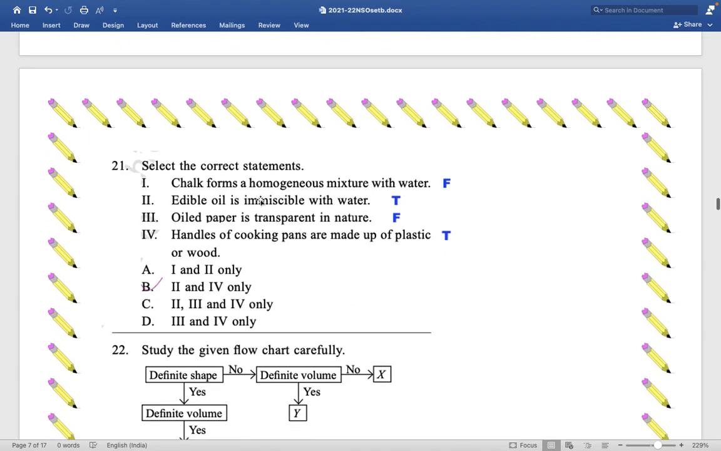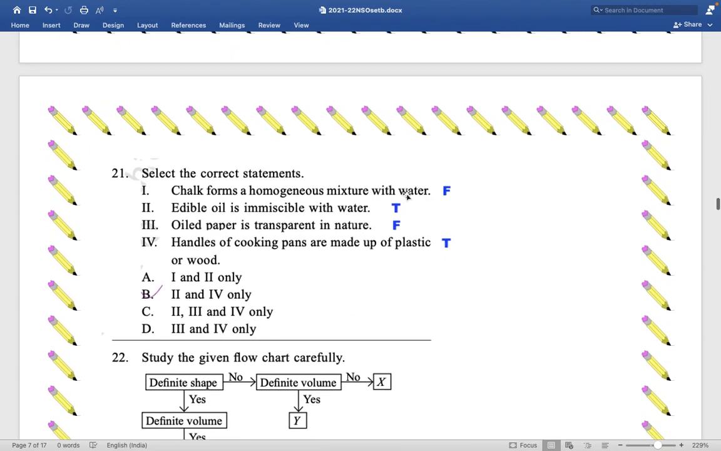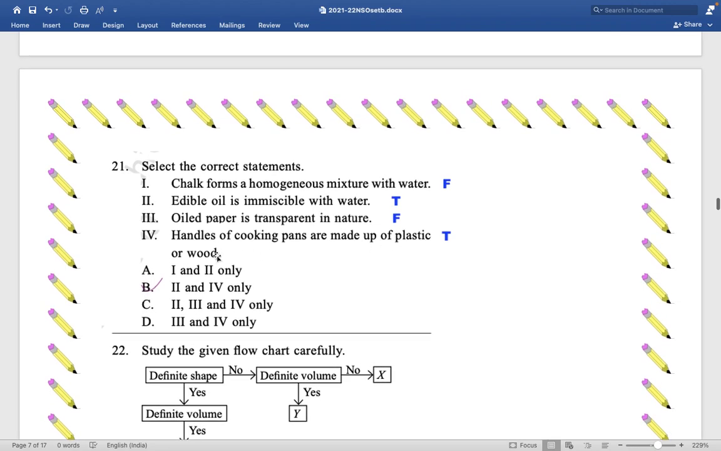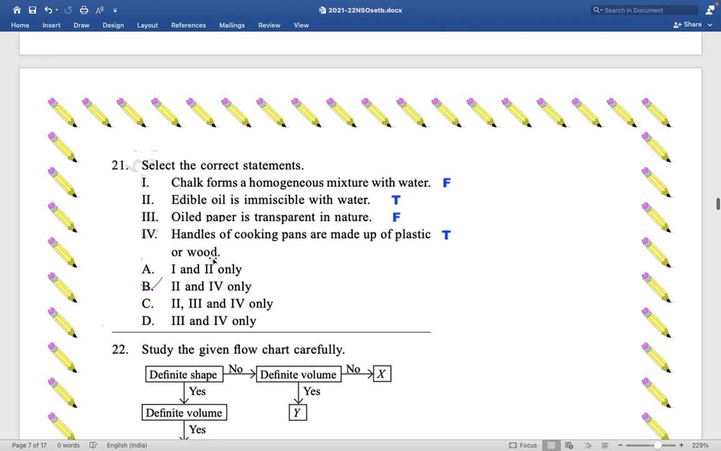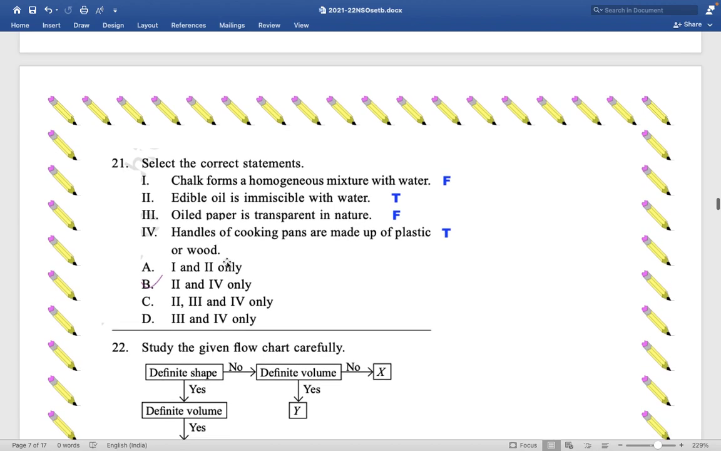Chalk forms a heterogeneous mixture with water, not a homogeneous one. Edible oil is immiscible with water. Oil paper is translucent in nature, not transparent. Handles of cooking pans are made up of plastic or wood. This is correct as this will help us not to burn our hands while cooking.